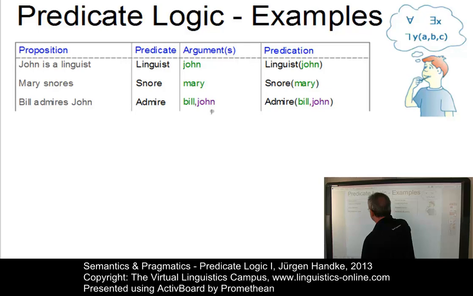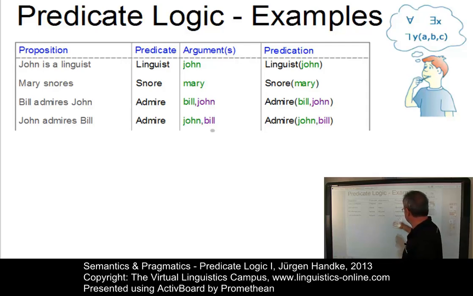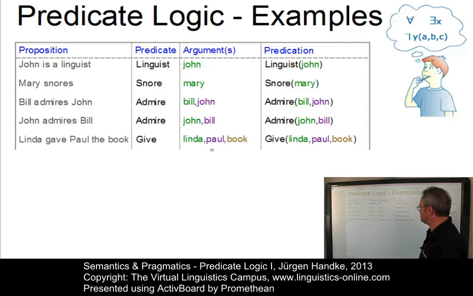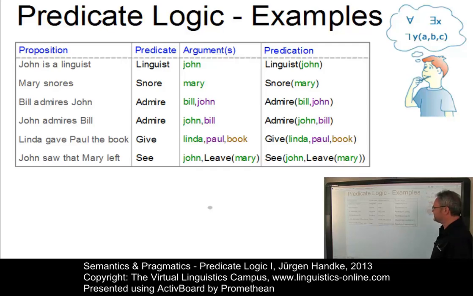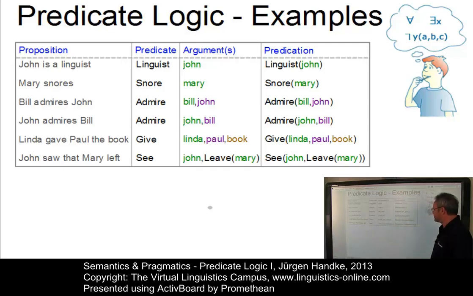And what if we reverse the situation, John admires Bill? Well, then we still have the same predicate, but the order of the arguments has to be reversed. So now we have admire(John, Bill). Let's take a three-place predicate next. Linda gave Paul the book. Predicate give. Linda, Paul, book. Three arguments. And here is the predication. And finally, here we have a complex predication with one predicate, see, and the predicate itself has two arguments, where the first argument is John and the second argument is what John saw, namely that Mary left. So we have the first argument a constant and the second argument is a predication in its own right.